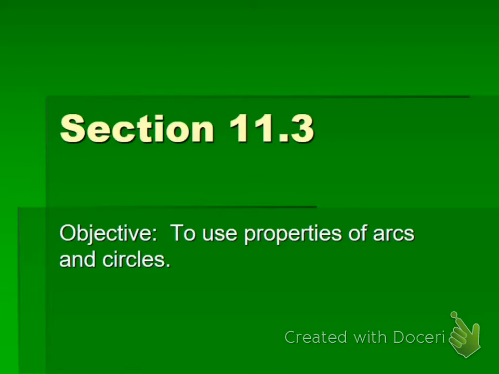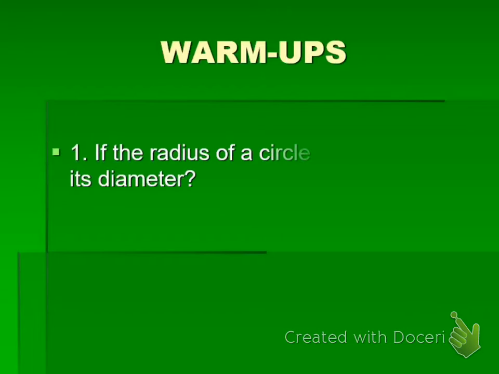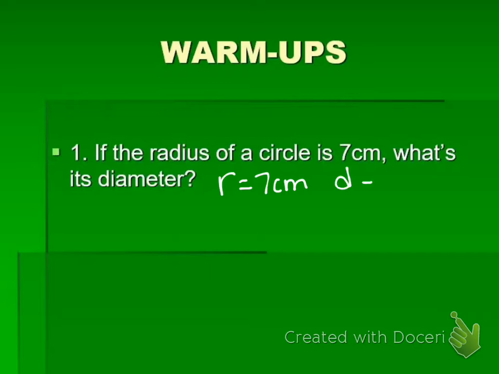Today we are starting section 11.3. We are going to use properties of arcs and circles. First, warm up. If the radius of a circle is 7 centimeters, what is the diameter? So what you should be writing down in your notes would be something like R equals 7 centimeters. And then also a D equals, so we can fill in what the diameter would be.